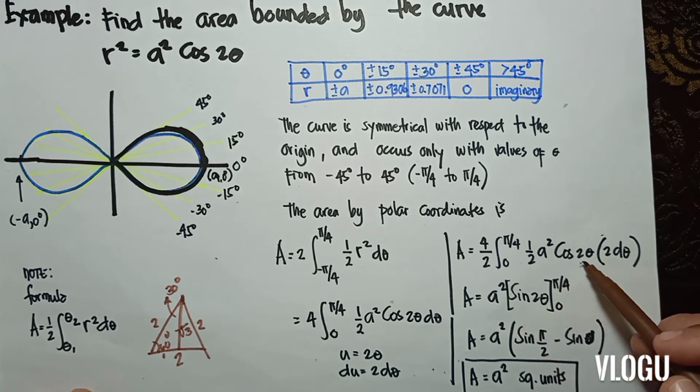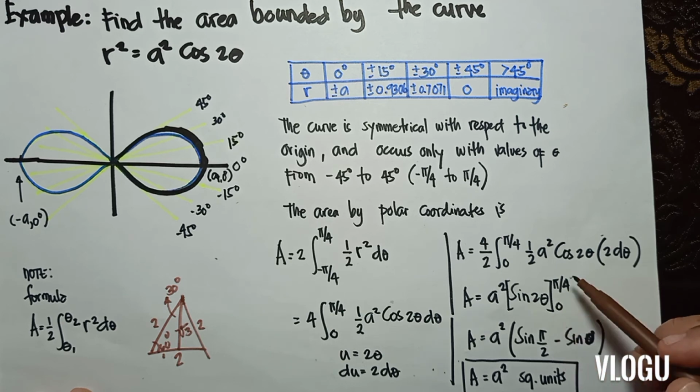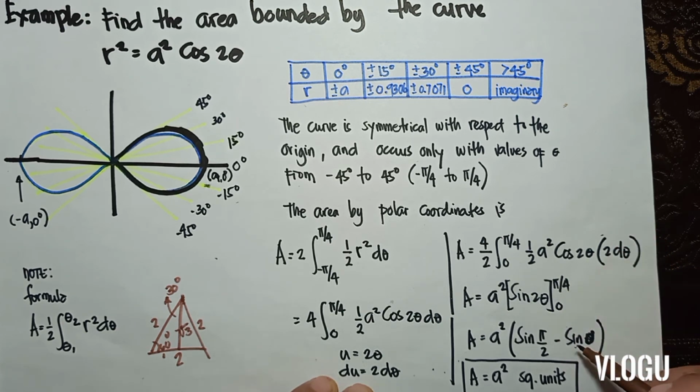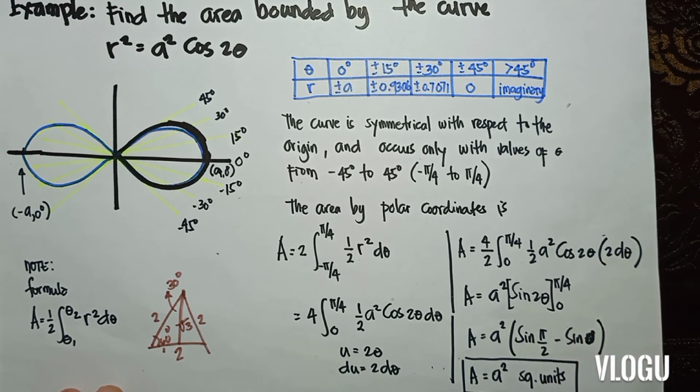The integral of cosine 2 theta, that is sine 2 theta, evaluated from 0 to pi over 4. Sine pi over 2 minus sine 0. So your answer here is sine pi over 2, that is 1. So that's the reason you will have area as a square. So that's it.